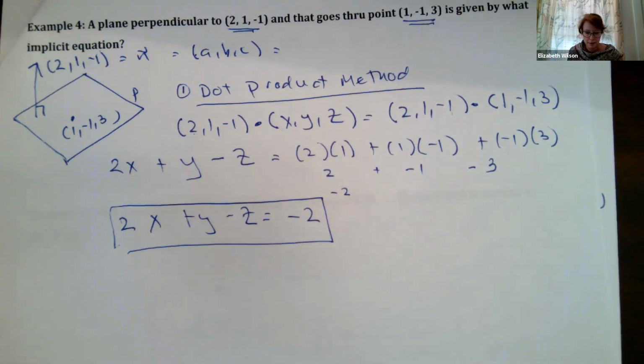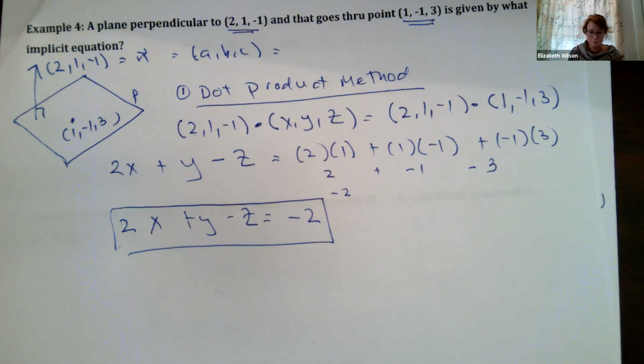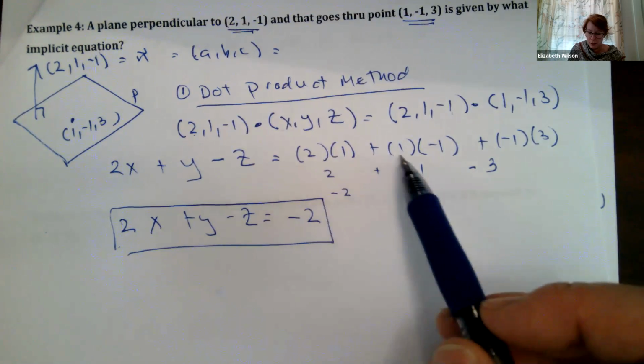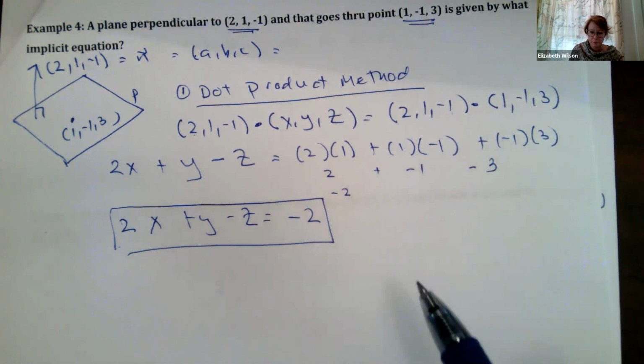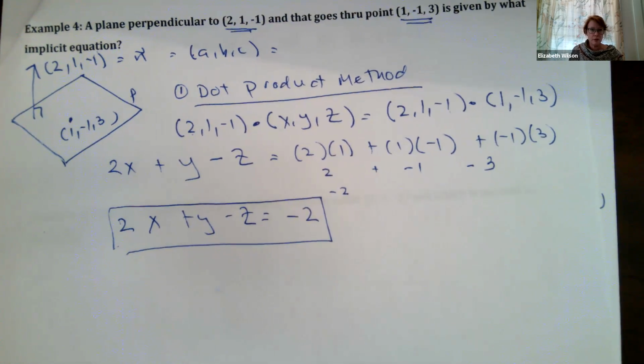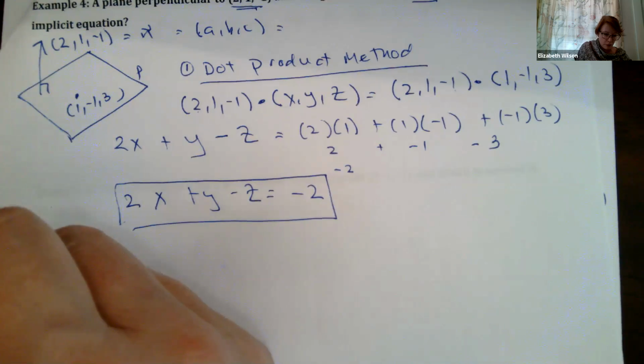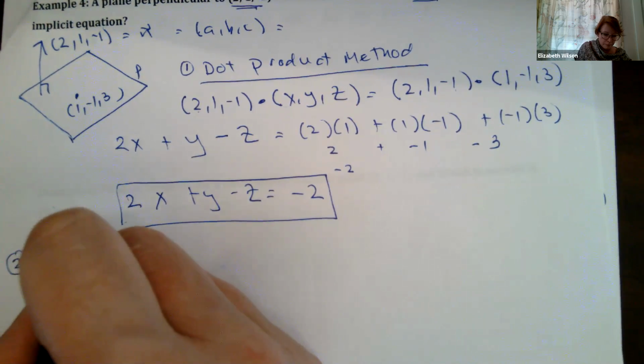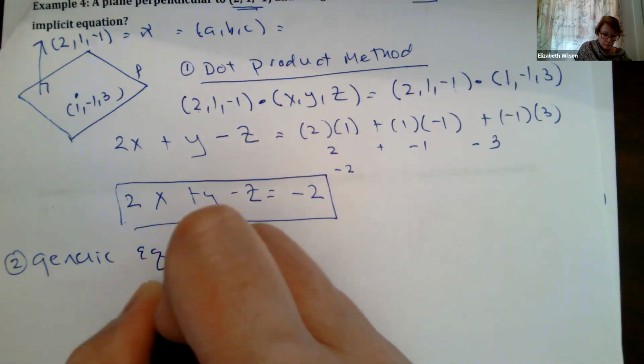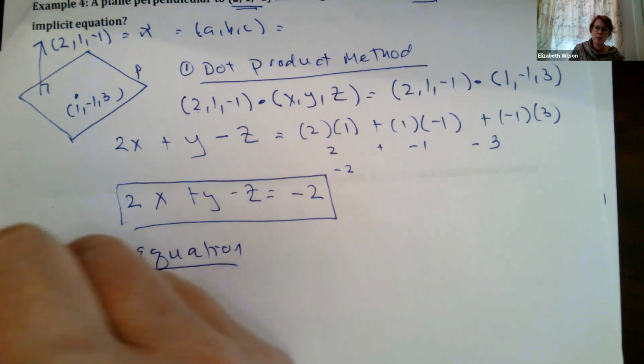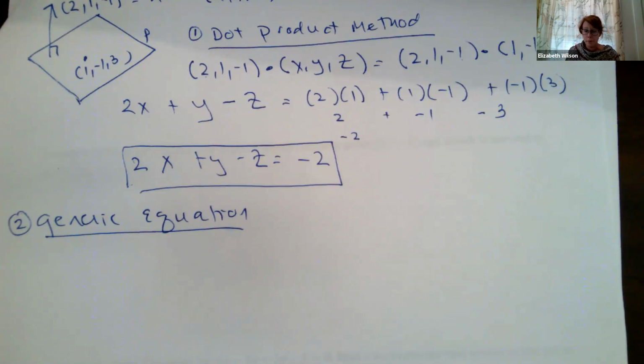You guys should check my math as I'm doing this too, just to make sure that I'm doing it correctly. Okay, so 2 minus 1 minus 3. Good. Okay, so let's do the other. We're going to do the generic equation, just so you can see both methods, and you can choose which method you like better.